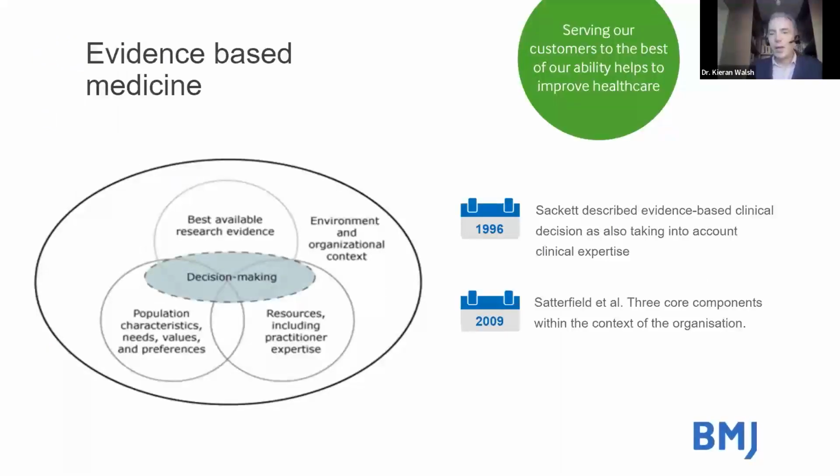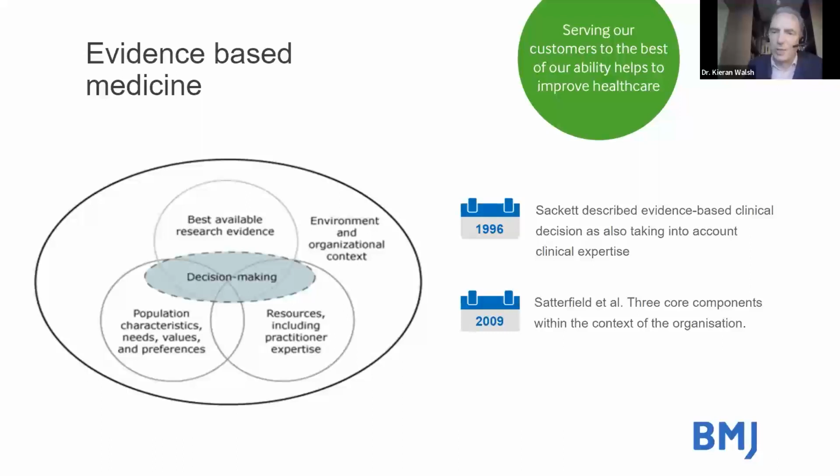So first of all, a couple of words about evidence-based medicine. In 1992, Gordon Guyatt first coined the phrase evidence-based medicine, and the definition has gone through numerous iterations down through the years. But at BMJ, we like this graphical definition: evidence-based medicine is a mixture of the best available research evidence, but also resources, including practitioner professional expertise, and also patient and populations' needs, desires, and values. You put all those three together in the center, then you get evidence-based medicine.